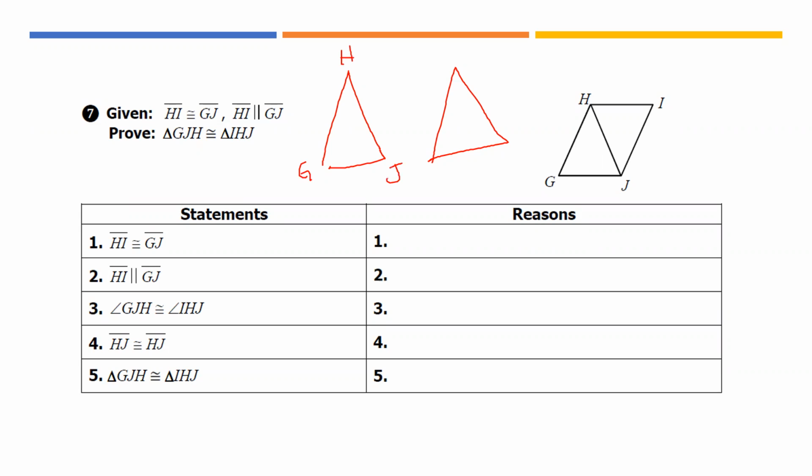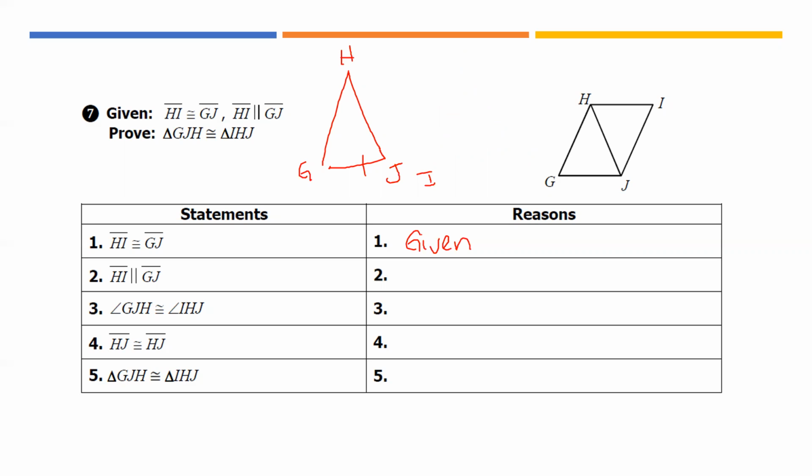And looking at the names of the triangles, H corresponds to J, J corresponds to H, and G corresponds to I. The given says that HI is congruent to GJ. So we'll write given HI congruent to GJ. I think I drew my triangles wrong. GJH. I did. I put my H and my J in the wrong spot. Let me try that again.